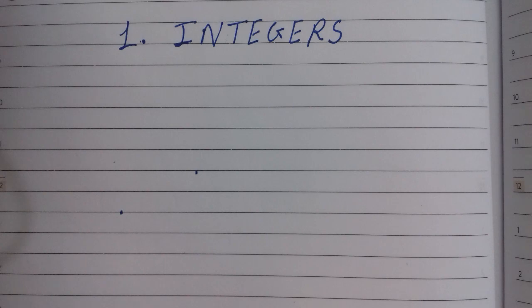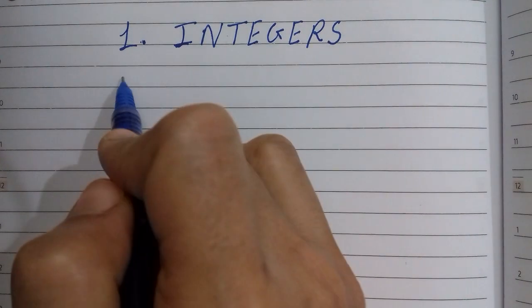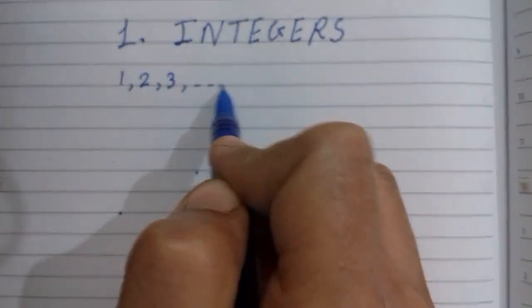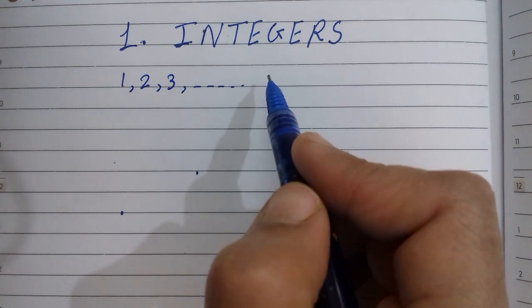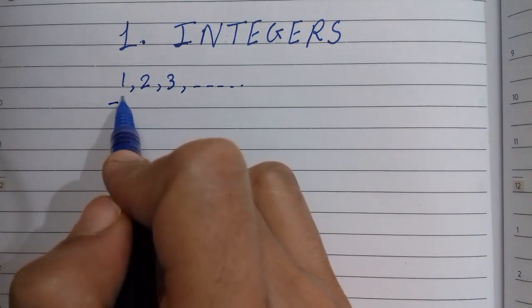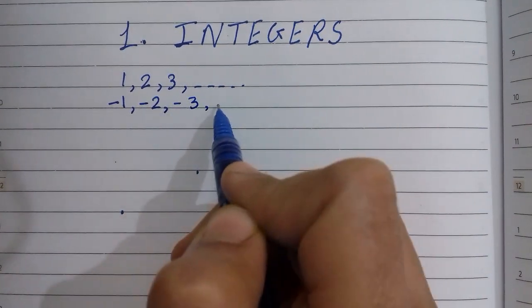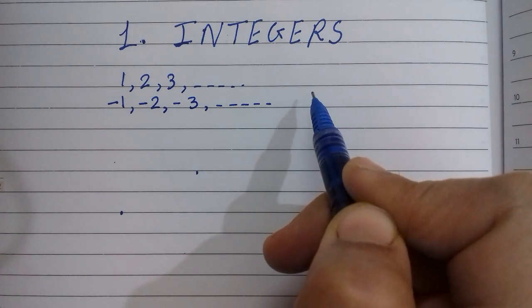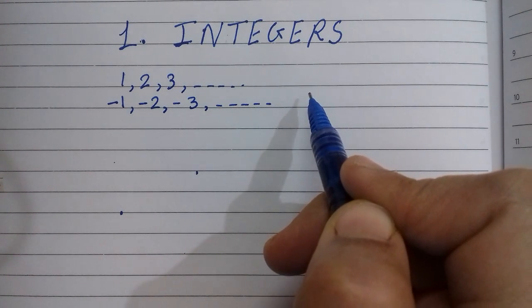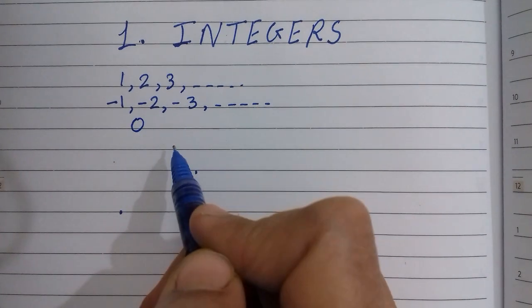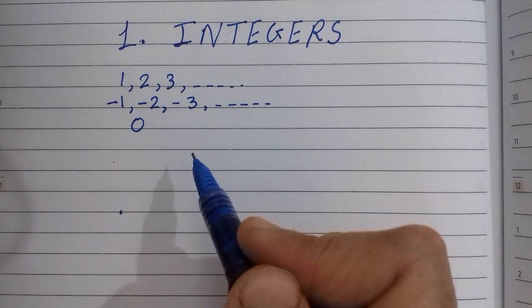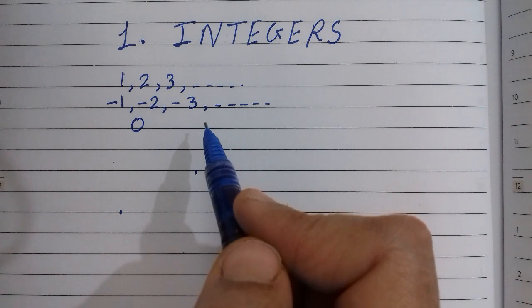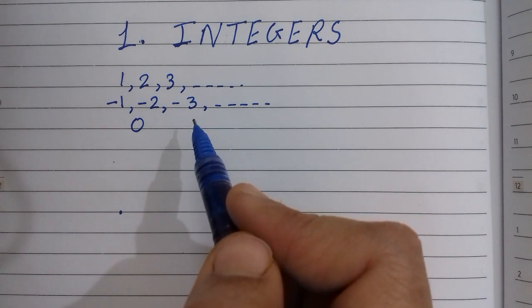In the previous class we have learnt about whole numbers and integers. 1, 2, 3 etc. are whole numbers, that is positive integers. -1, -2, -3 etc. are called negative integers. The number 0 is simply an integer. It is neither positive nor negative. Now in this chapter we will learn more about integers.